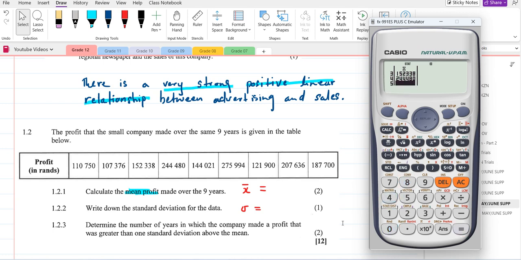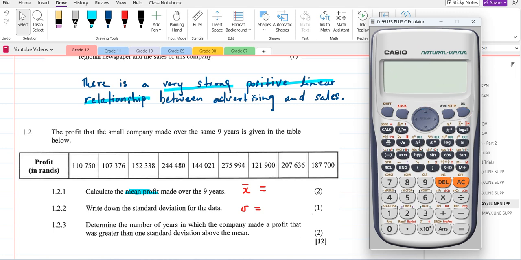244,480, 144,021, 275,994, 121,900, 207,636, 187,700. Right, so we have 9 data values. Please double check all your data that you entered them correctly.